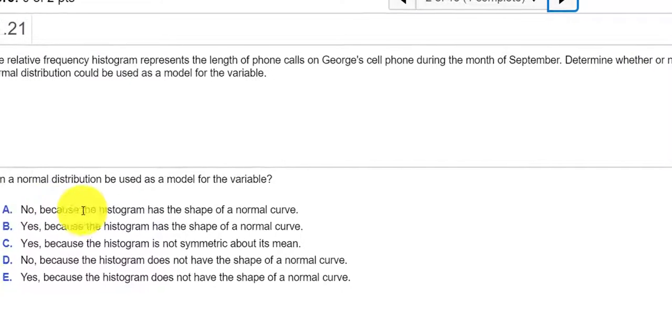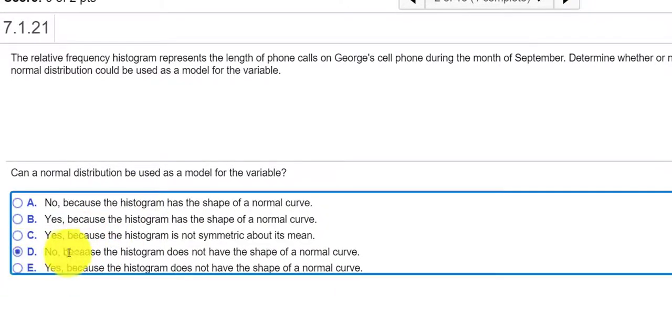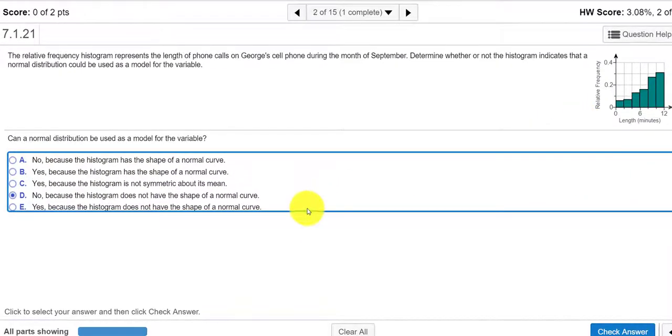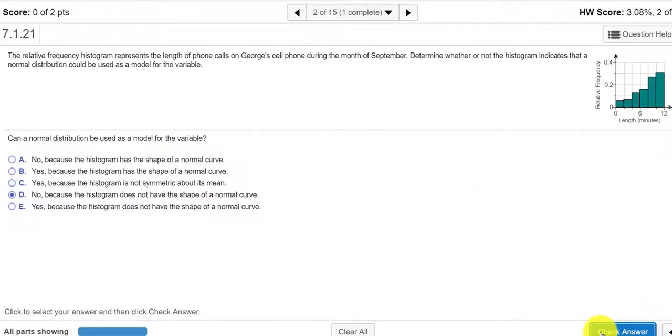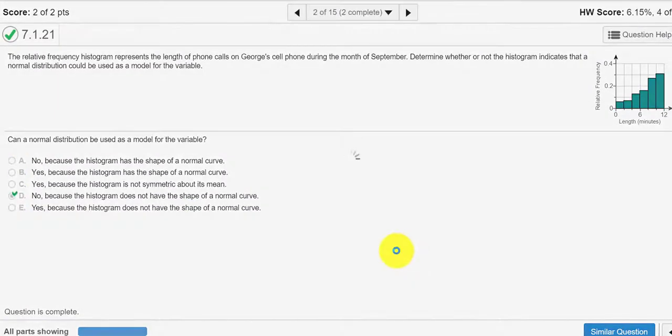Okay, so no, letter D, no, because the histogram does not have the shape of a normal curve, right? A normal curve just means the bell-shaped curve, right? It would look like a bell if I were to trace it. I check answer. Nice work.